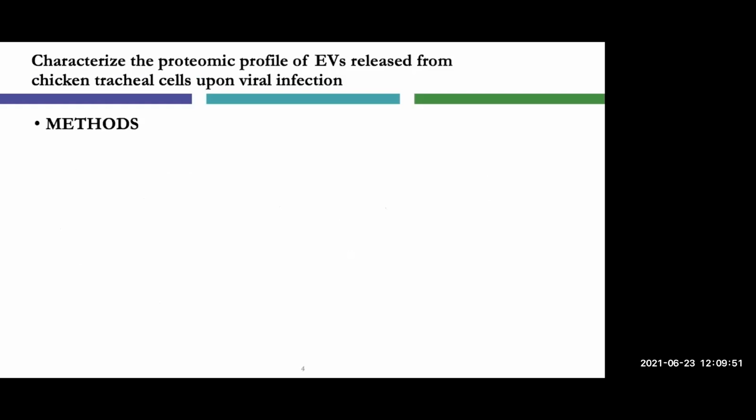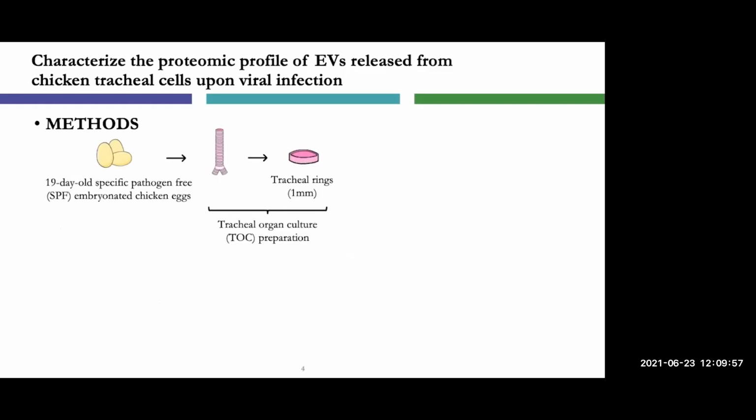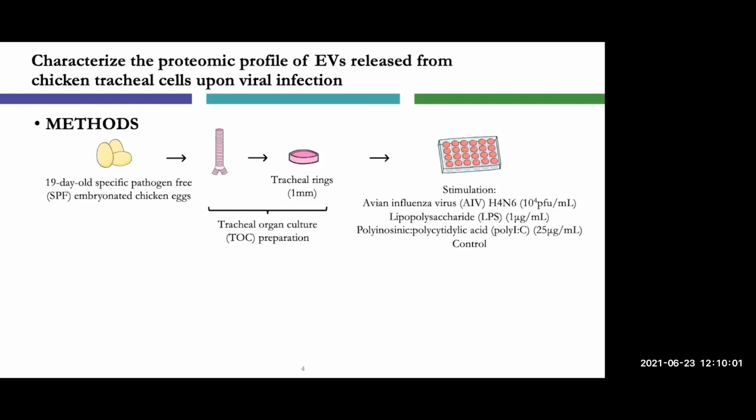To do this, we first isolated tracheal rings from 19-day-old specific pathogen-free embryonated chicken eggs through tracheal organ culture preparation, and then stimulated our tracheal rings with either avian influenza virus, LPS, or poly-IC. LPS and poly-IC are known to induce antiviral responses in chicken tracheal cells, so we wanted to see what was going on in terms of EVs.